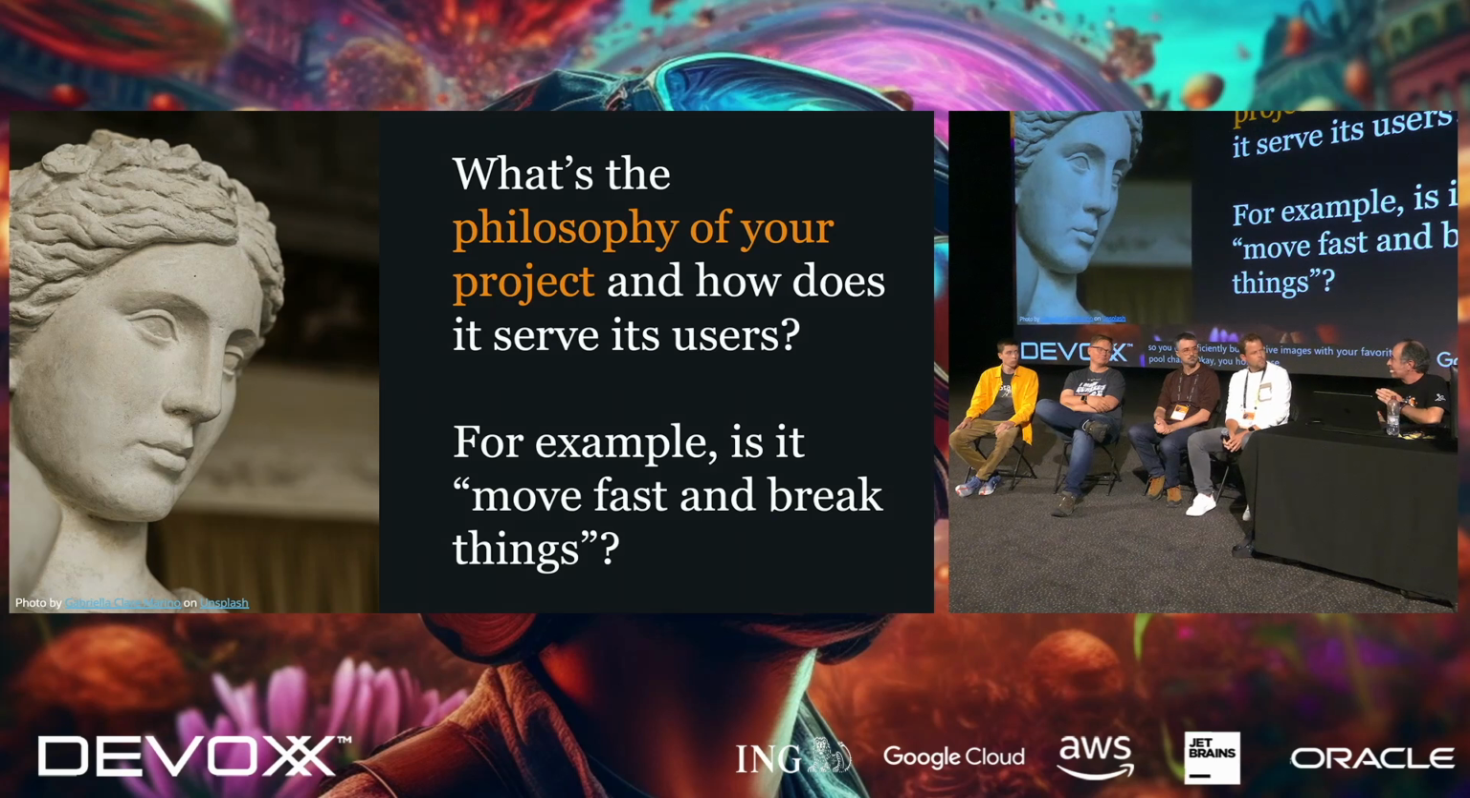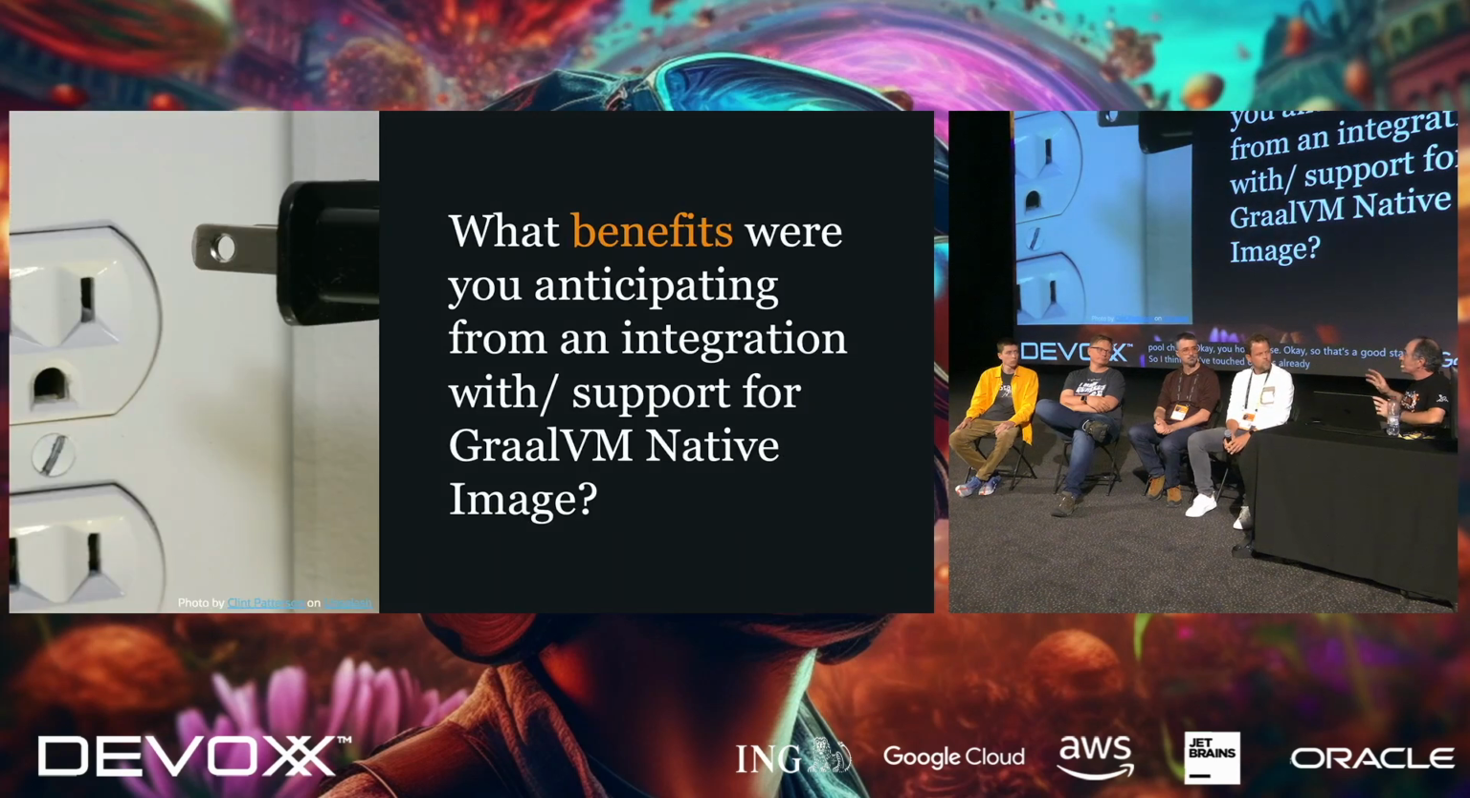So I think you've touched on this already, but basically, why did you do it? Why did you work with native image? Why did you add native image support to the frameworks? What's the benefit you're trying to convey to your users? I think it's almost the same, probably the same answer, but maybe not.